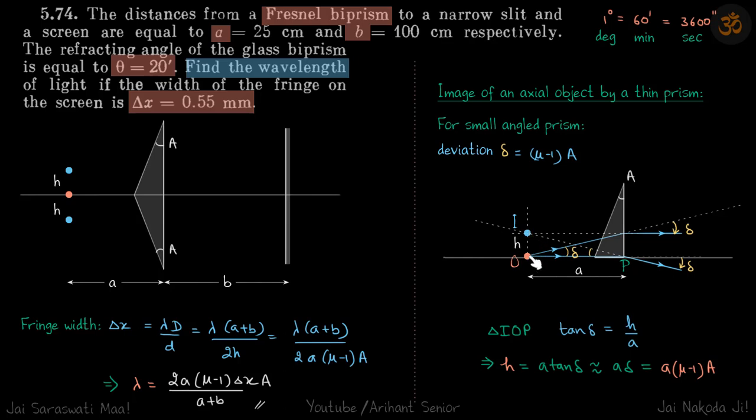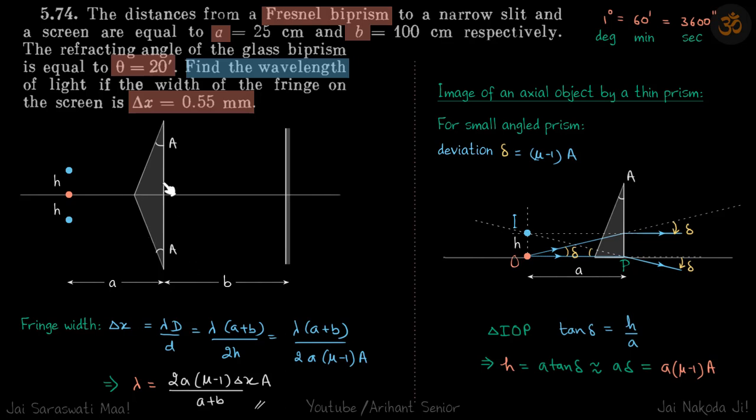And now we want to know what is the height of the image. Because this angle is delta, this equal and opposite angle is also delta. So we can see tan delta is height upon a. So in this triangle IOP, tan delta is h upon a, which gives h is equal to a tan delta. Because delta is very small, this is equivalent to a delta, and delta is (mu minus 1) into A. So this is the height of the image due to this object because of half the prism.